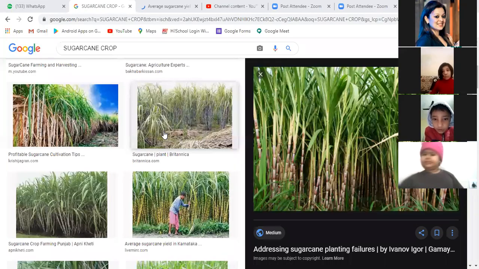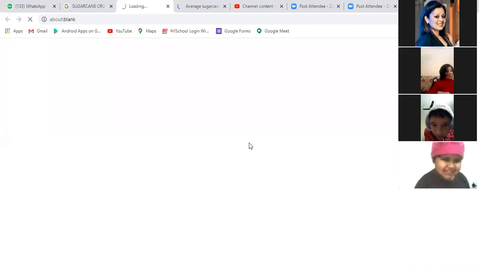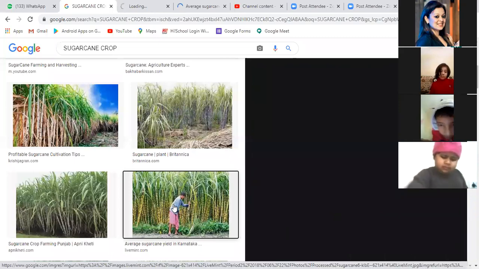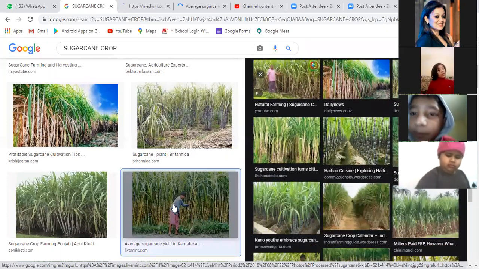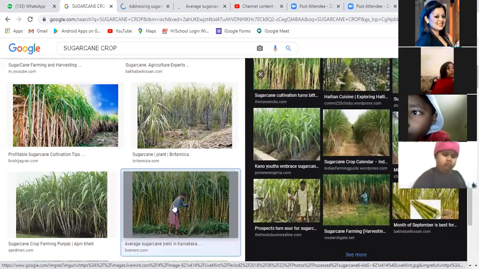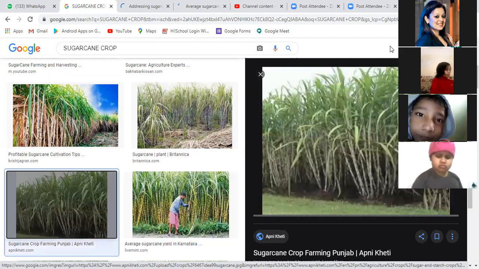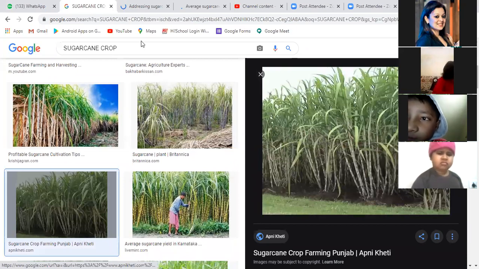All right, Varun, now see. Can you see now, Varun? This is one crop, sugarcane. Yes, ma'am, now it is coming. Whatever crop you want to draw, just Google the pictures, go on images, and you will find that. See, this is how you can draw. You have to color your picture very beautifully.